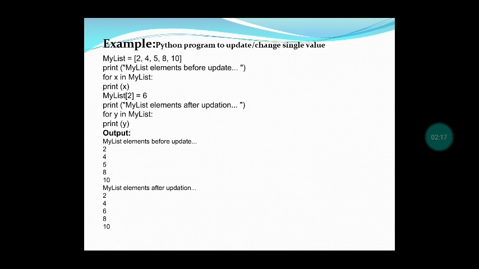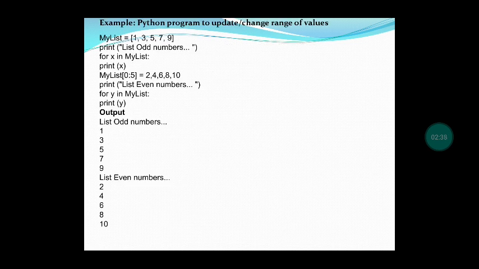After that, by using the for loop, we are printing the updated elements. So we got the output as 2, 4, 6, 8, 10, because 5 has been changed. In this example, we have changed only a single value. Let us see the next example to change a range of values.